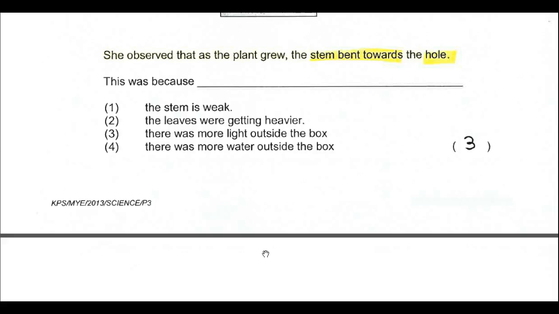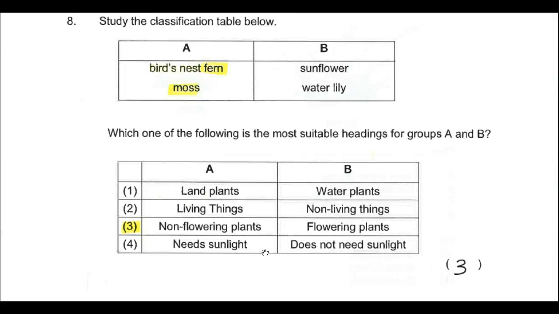Alright, next. A and B, this is fern and moss, M-O-S-S. Do not mix this up with mold. This is moss. Mosses are non-flowering plants. Okay, A are non-flowering plants, and these here are the flowering plants. So it's 3.